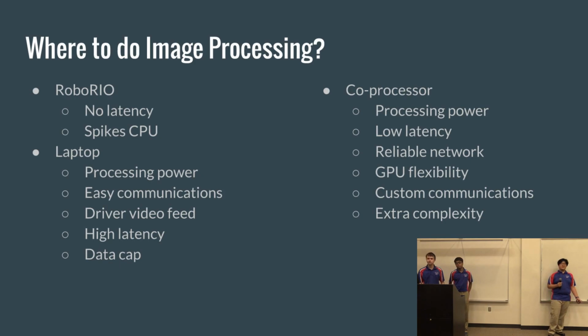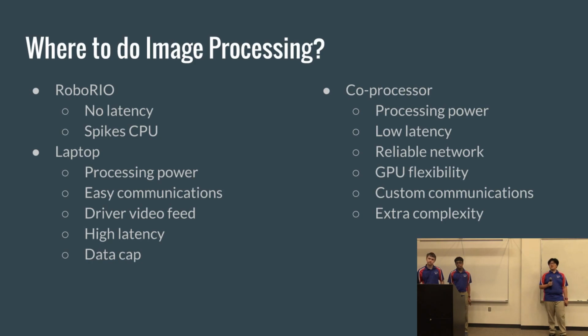Now, some downsides to having a coprocessor is that we're adding extra complexity to the whole entire process, because the robot's not really built for any of this. We would have to build it from the ground up. So we would have to build custom communications and sort of a custom pipeline to put this entire thing through.